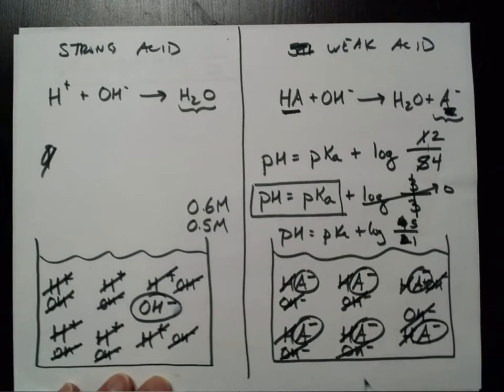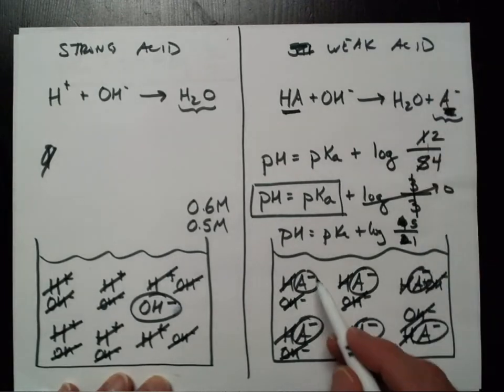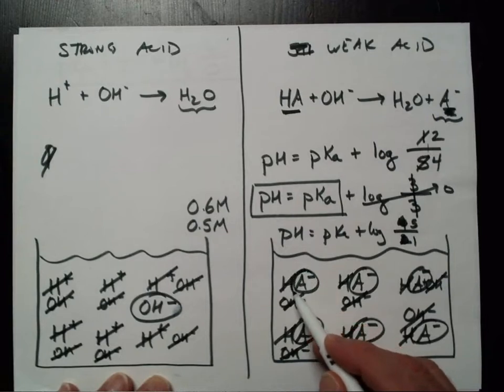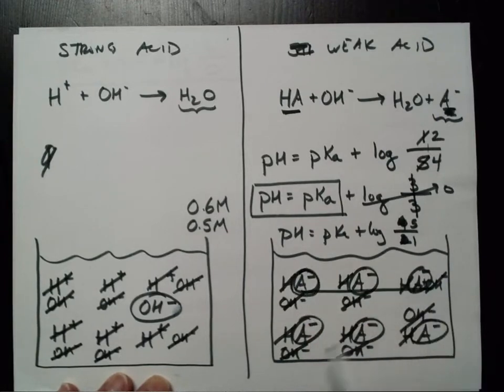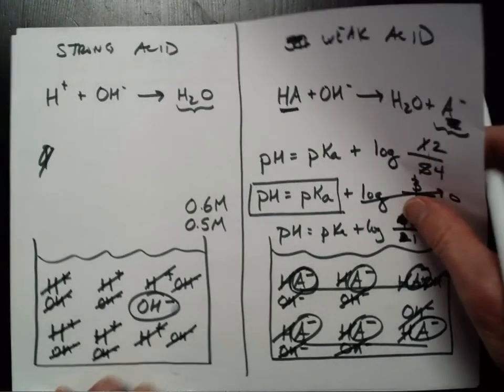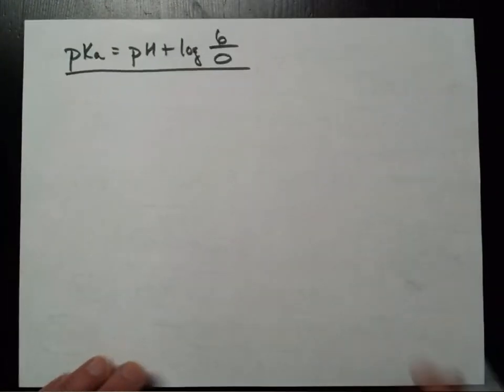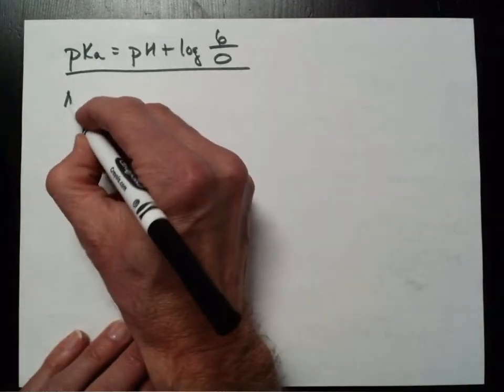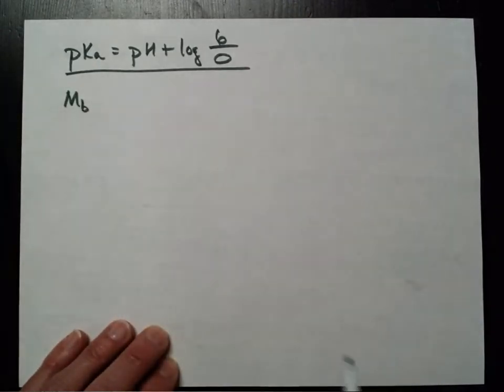So really at this point, we've now turned it into a question of what is the pH of this solution that contains only the conjugate base. That's going to be a little different. So what we need is the molarity of the base. You're going to have to figure that out. It's not too difficult. I went over that last time.